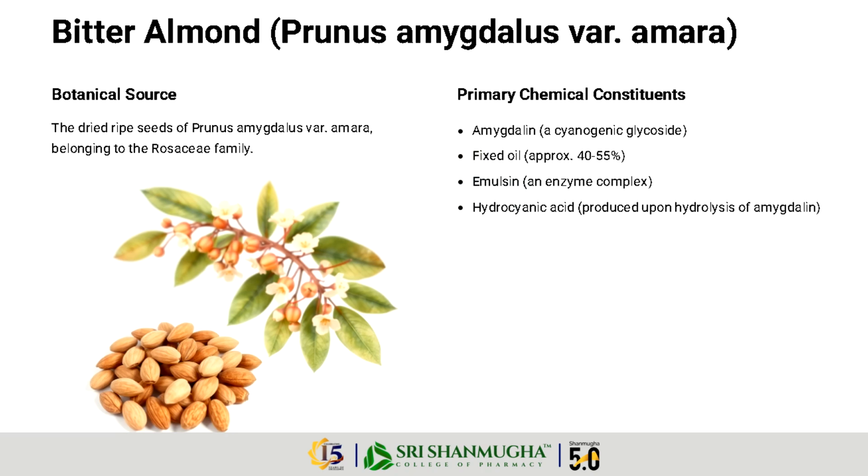Now let's discuss bitter almond, a drug known for its cyanogenic glycoside content. Botanical source: dried ripe seeds of Prunus amygdalus, family Rosaceae. Chemical constituents: amygdalin, the major cyanogenic glycoside, fixed oil approximately 40 to 55%, and an enzyme complex called emulsin. Upon enzymatic hydrolysis of amygdalin by emulsin in the presence of water, hydrocyanic acid is liberated. This makes bitter almond potentially toxic if not properly processed. So remember, bitter almond must be detoxified before therapeutic use because of the risk of cyanide poisoning.